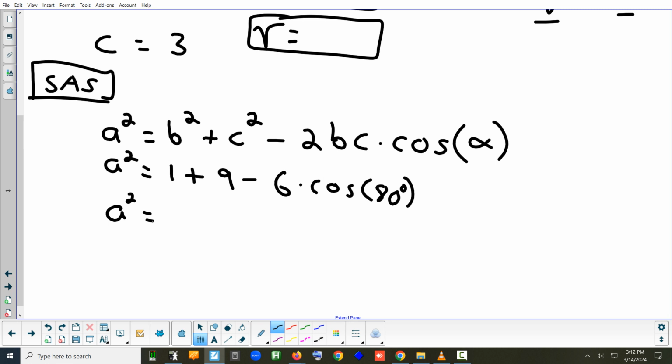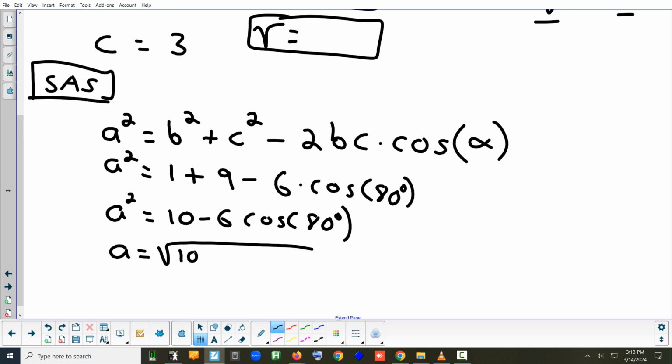So what is 1 plus 9? 10. So you can't subtract 6, because that has to be multiplied by cosine 80. So we're going to pretty much leave it like that. At this point, I want to get a by itself. So what would a equal? Would it be square root of 10 minus 6 cosine 80? Yep. And there's no rounding there. That's exact. So we've done good at this point because we haven't rounded anything off.